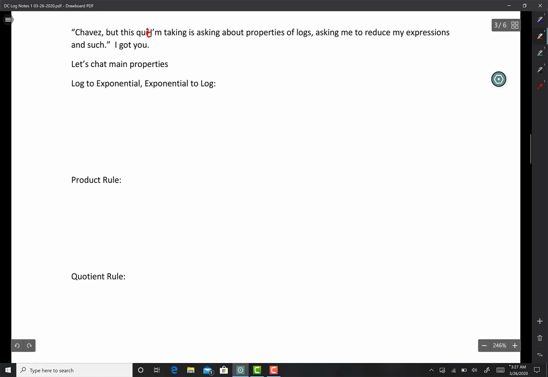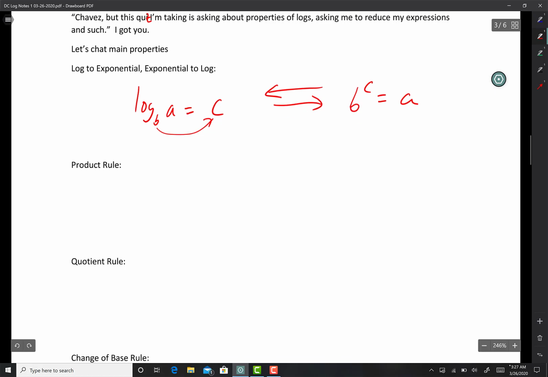All right, let's see. I'm asking properties of logs. So log to exponential, exponential to log. So that's pretty straightforward. So if I have log base b of x equals, or let's just use the alphabet, a, b, c, instead of x and y for this one. Log base b of a equals c. If I want to turn that into an exponential, it's going to be b to the power c equals a, and vice versa. So pretty straightforward, nothing crazy.